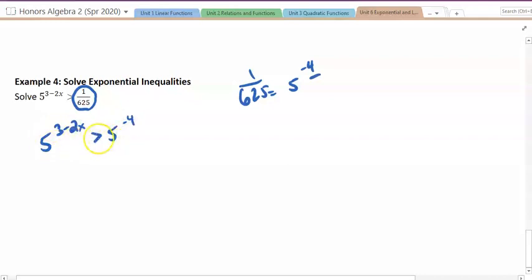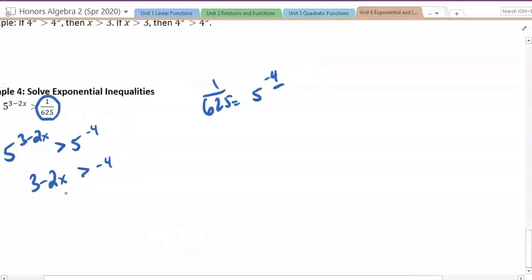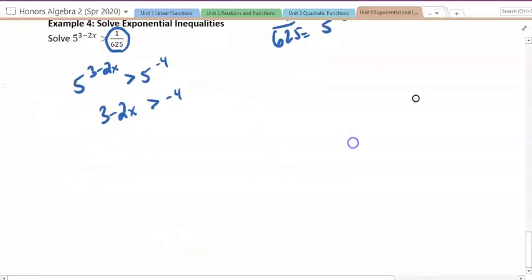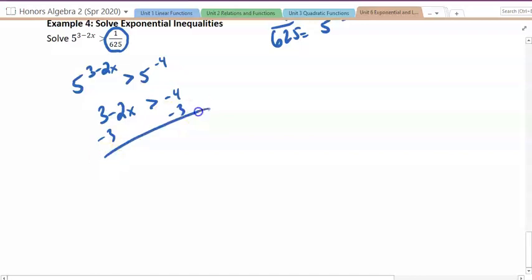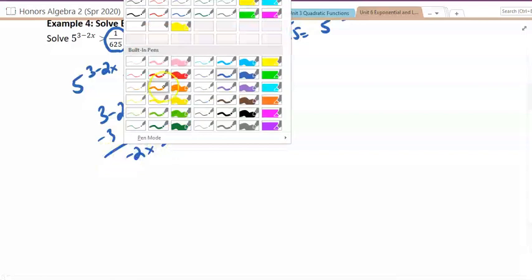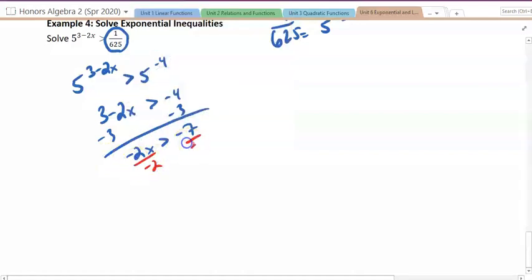And so because the bases are now the same, I can compare the exponents. So 3 minus 2x is greater than negative 4. I'm going to subtract the 3 from both sides, and I get negative 2x is greater than negative 7. I'm going to divide both sides by the negative 2. And remember that when we divide an inequality by a negative on both sides, we are going to flip that inequality, so x is going to be less than 7 halves, or x is less than 3.5.